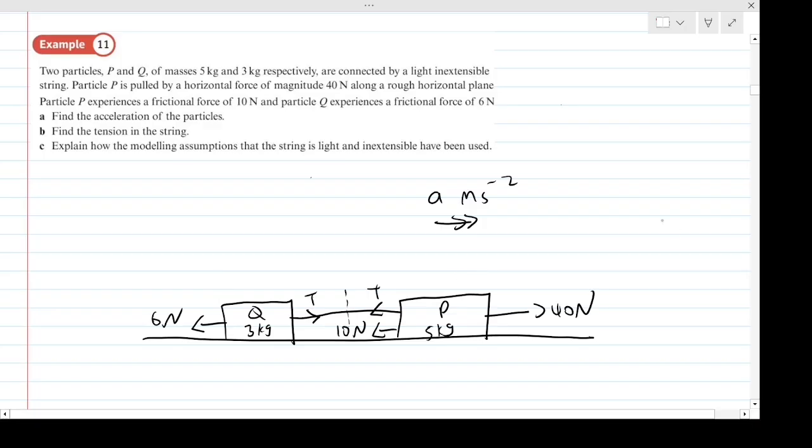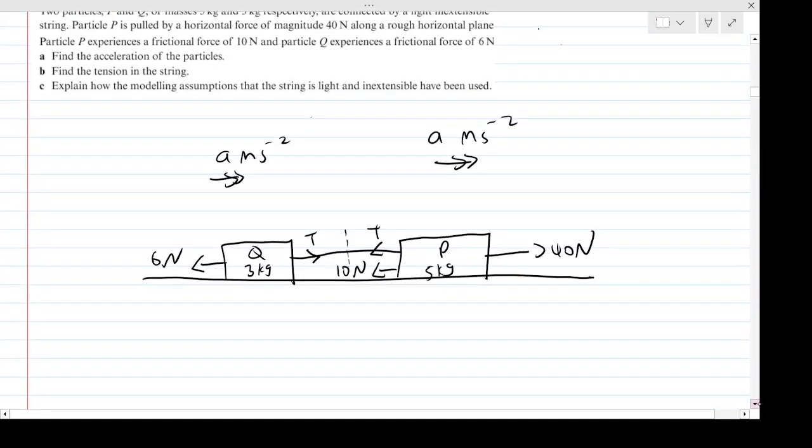Okay, and again, the string is light, which means the tension is the same at either end. And it's inextensible, which means the acceleration is the same in both particles. So A for both P and Q. Okay, that's the acceleration. So how are we going to find the acceleration?